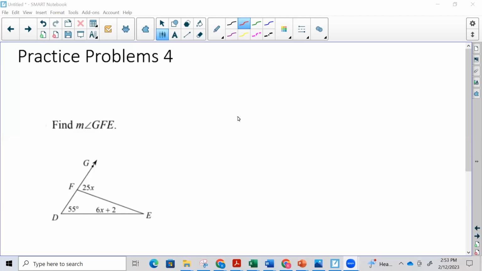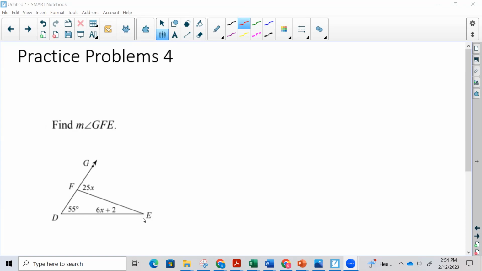So we're going to look at this problem, and we want to find the measure of angle GFE. But GFE has an x in it, a variable, which means we first have to find that variable, and then once we know that variable, we can plug it back in. If we look at this triangle in this diagram, we don't have the three angles in a triangle. We're missing this angle DFE.